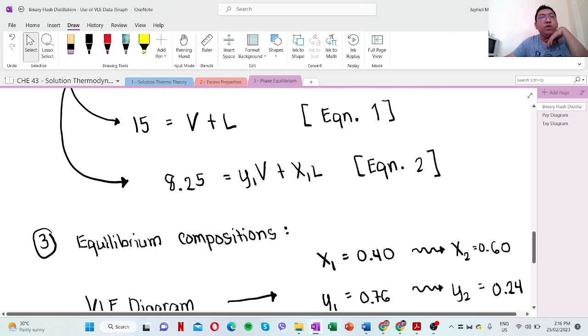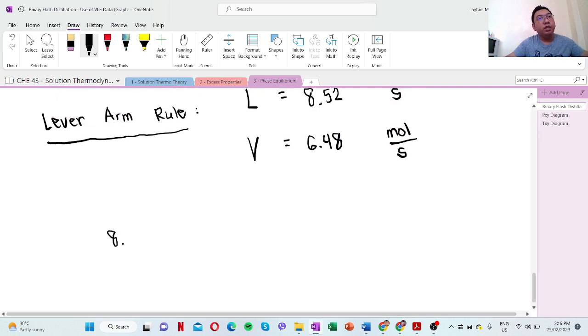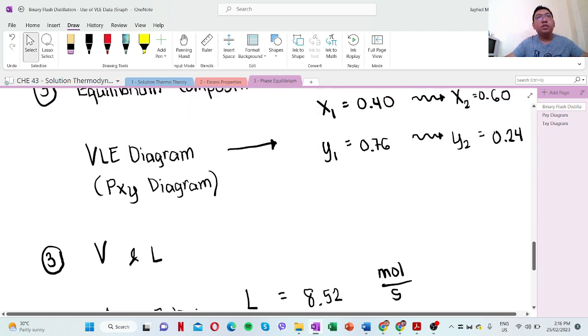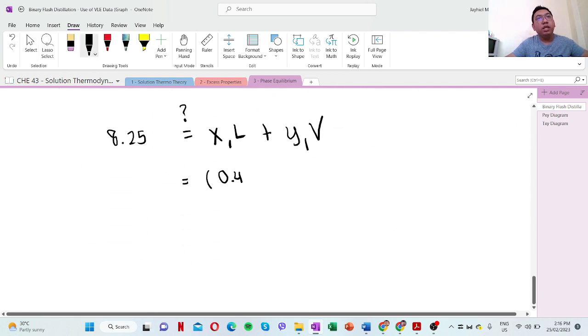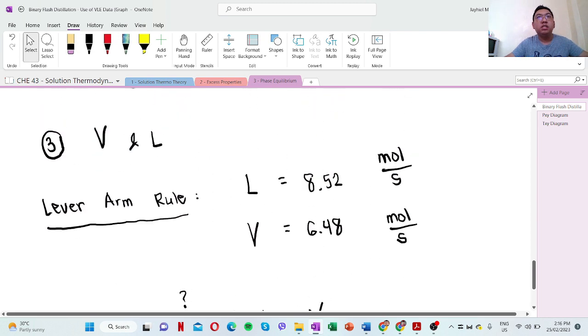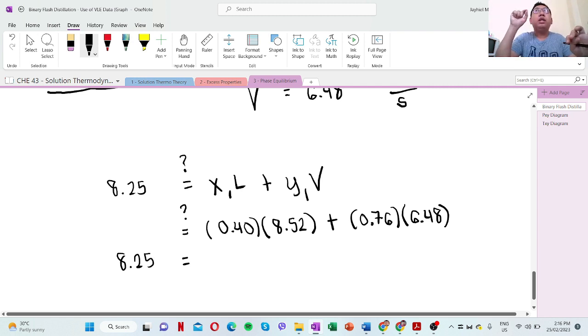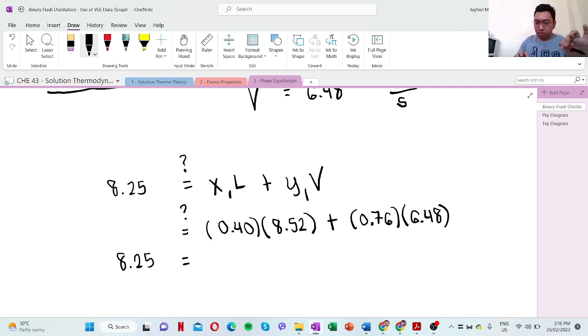Let me try if we will get 8.25 to ensure our consistency. So for equation 2, 8.25, question mark, equals y1V plus x1L. Oh, I flipped the two terms. X1, I got the value of 0.40 multiplied by 8.52. And the Y1 is 0.76 and 6.48. Let's see if we will get more or less the same answer as the one on the left. So 8.25 moles per second is the total molar flow rate of component 1. To see if our answer is correct, more or less the same.